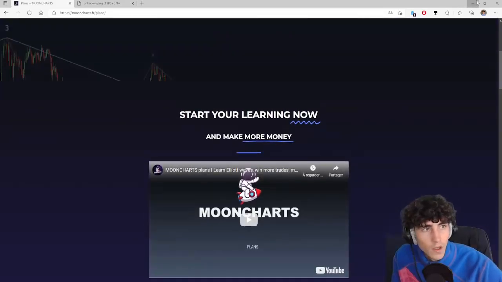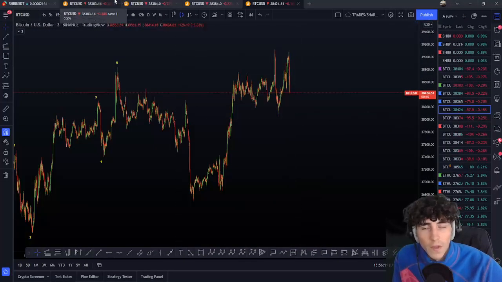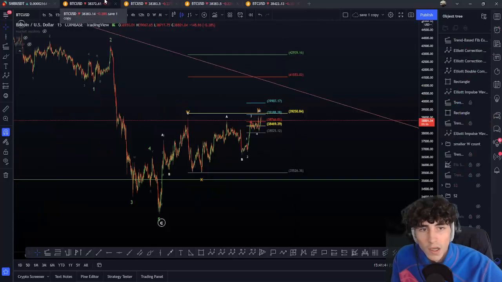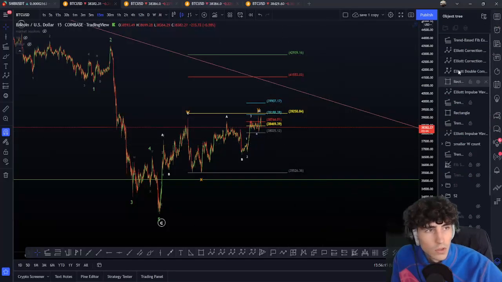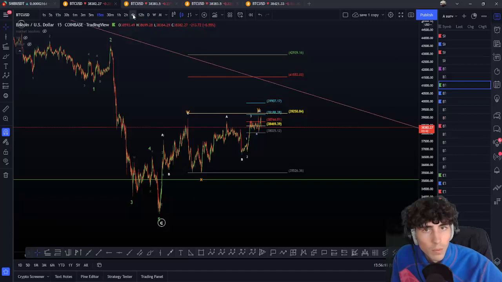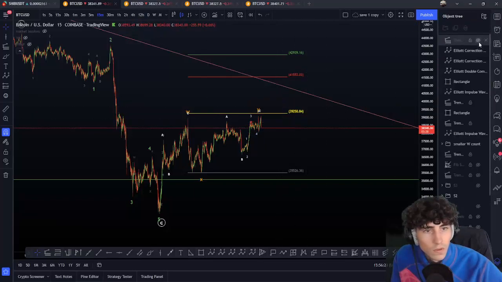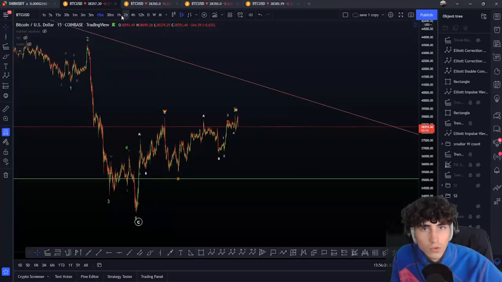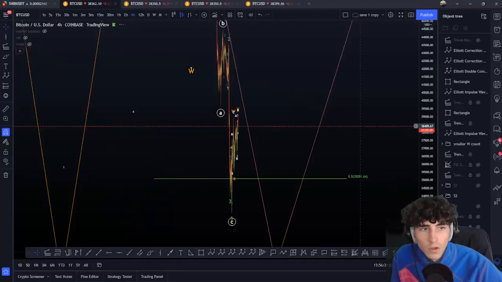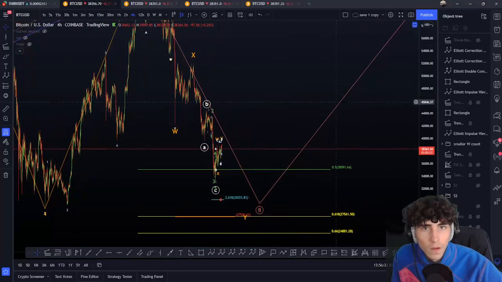But anyway, now, if we push to the downside, I'm just going to go on a bigger time frame here, remove a few waves, and go on the 4 hour here.